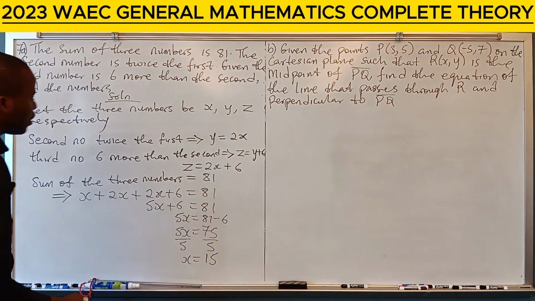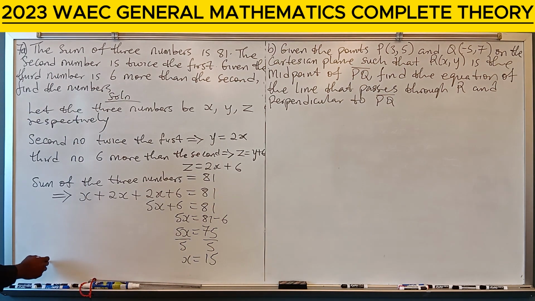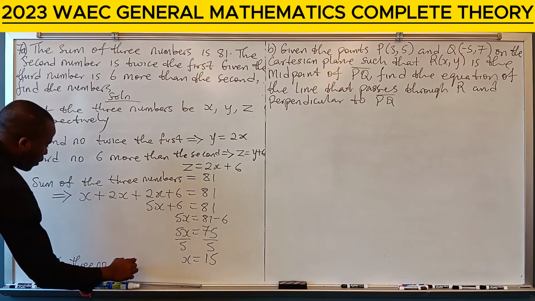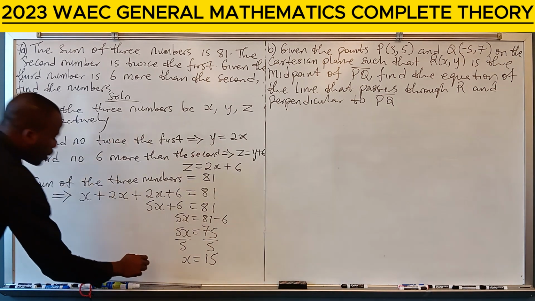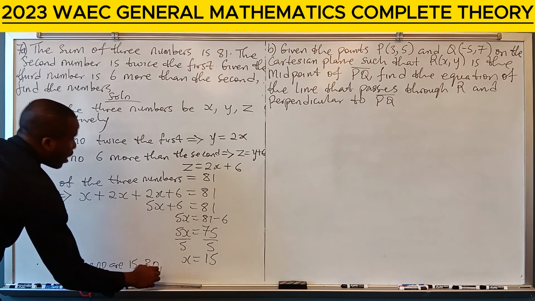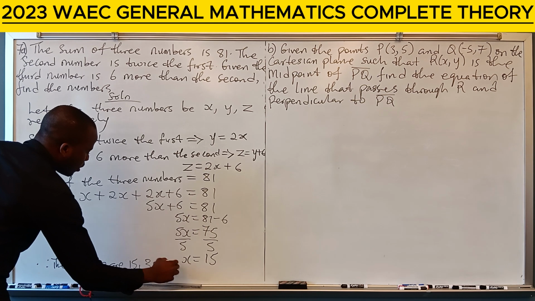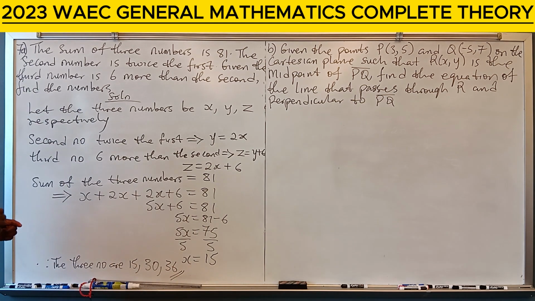Since x is 15, therefore, the three numbers are 15. The second number is 2x, which is 2 times 15 is 30, and third number is 6 more than the second, 36. These are the three numbers.